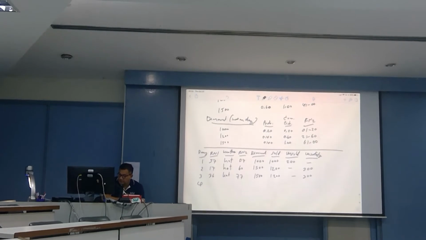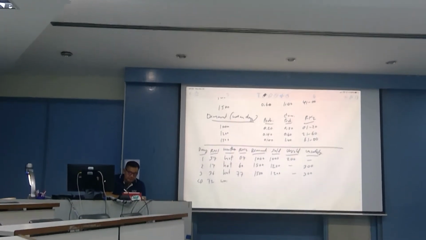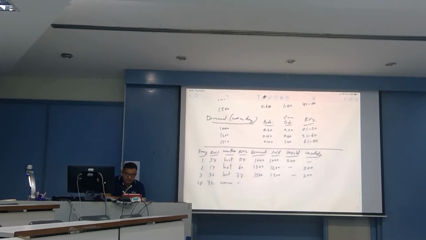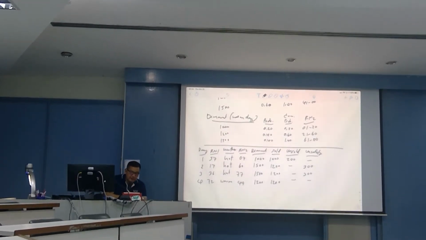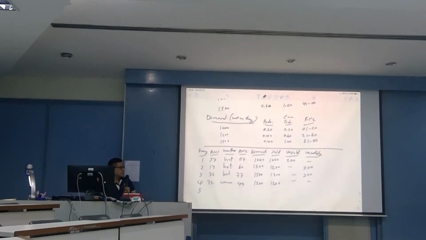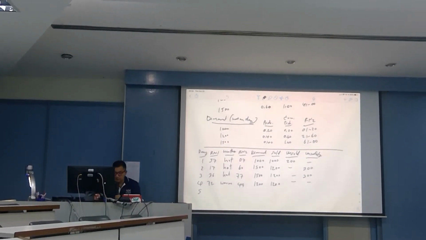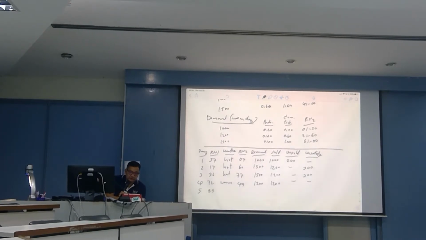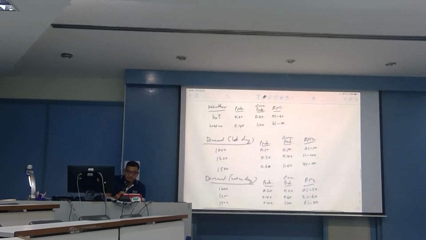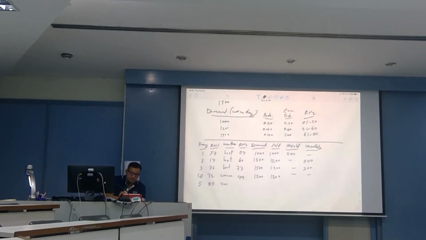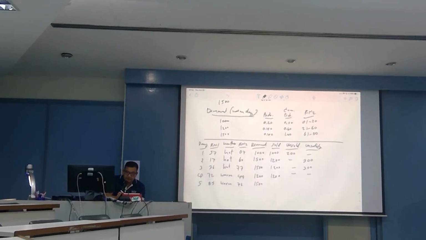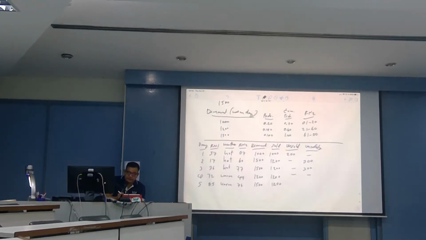Day 4, 72. 72 is warm day. And we have 49. Demand is 1,200, so you can sell 1,200. You don't have unsold, you don't have unsatisfied demand. Day 5 is 85. 85 still warm day. So the next one is 76. You have demand 1,500. You can sell 1,200. And you have unsatisfied demand 300.